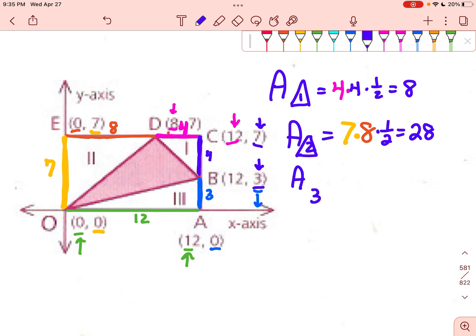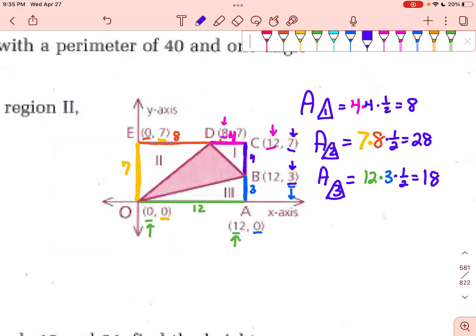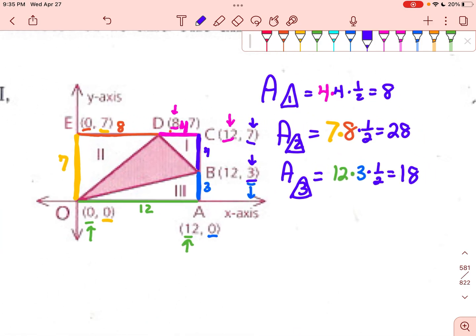And then we have the area of triangle 3, which is the green side, 12, times the blue side, which is 3, and of course because it's a triangle you times it by 1/2. Half of 12 is 6, 6 times 3 is 18. So we have the area of our 3 triangles, and then it asks to find the area of the shaded triangle, I believe. And so this is A.